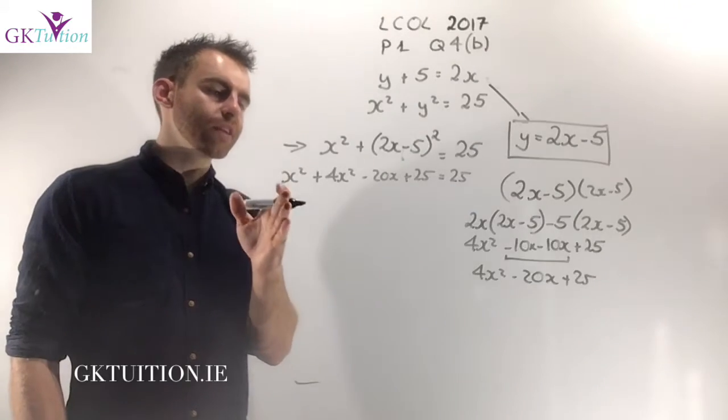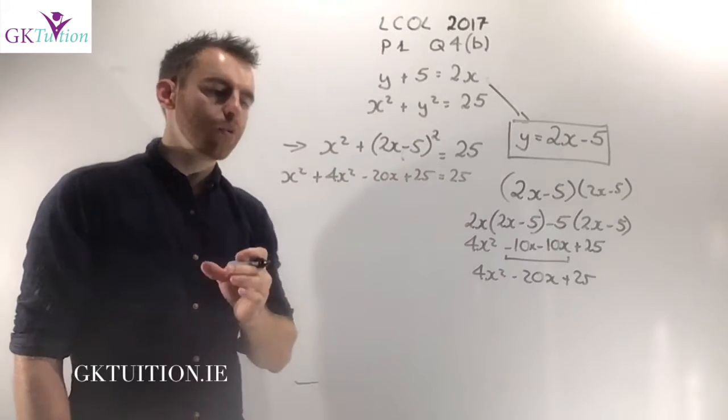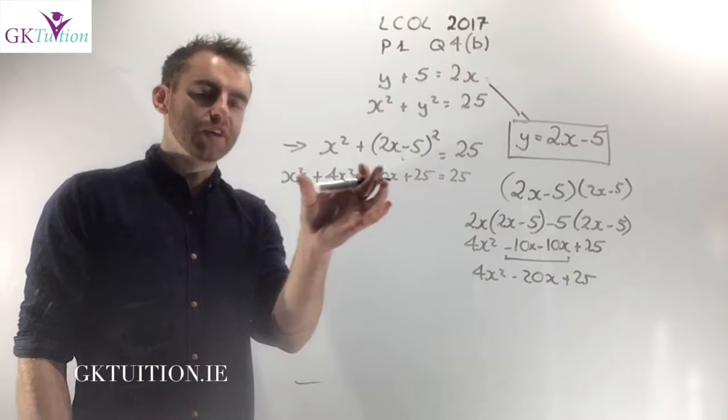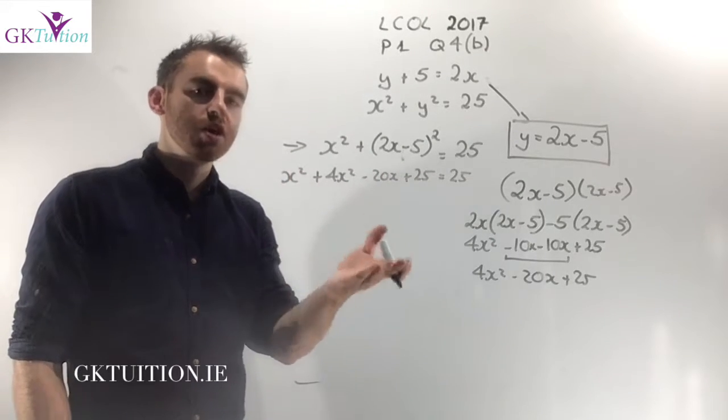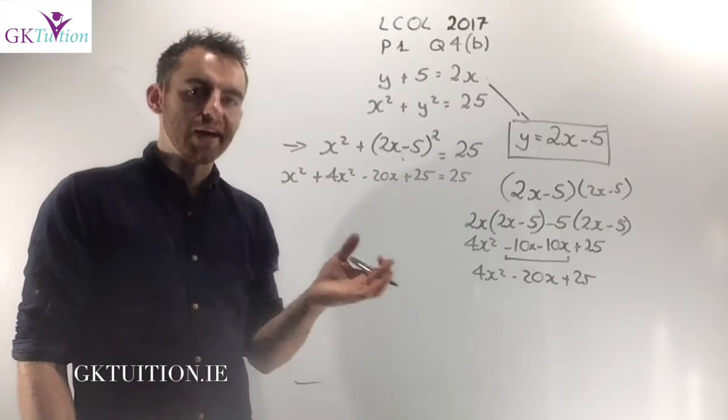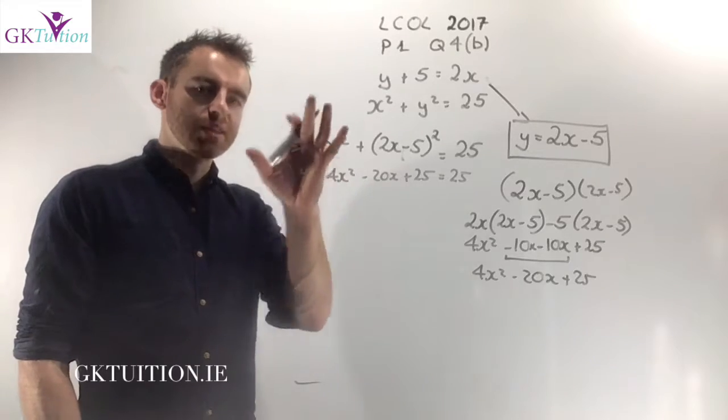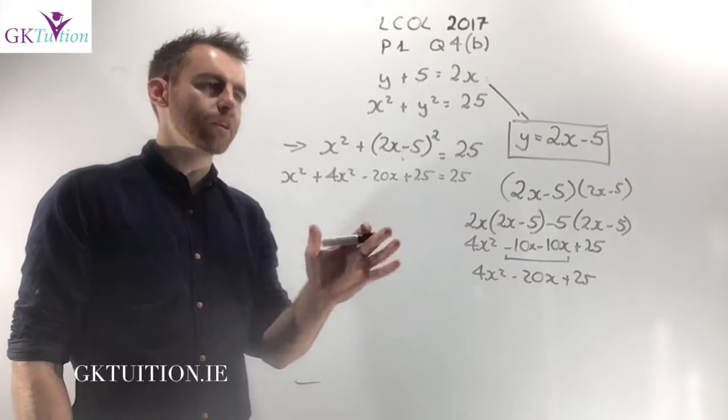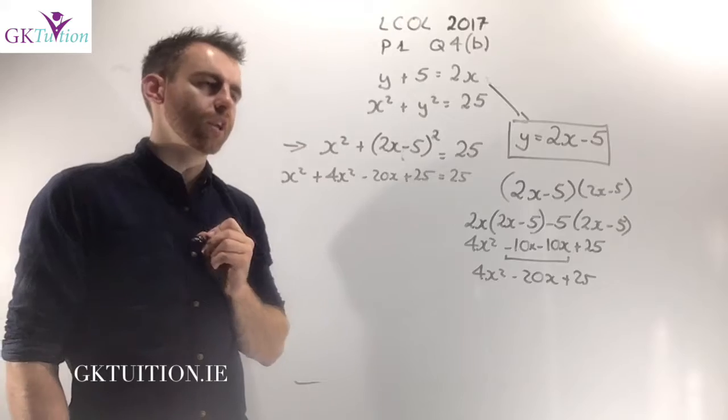Now we can take it from here. We have an x squared, we have an x, and we have a number, which means that we can just solve this. It looks like a quadratic equation, so we're going to bring everything to one side and factorize it. So I'm going to do this now on the next board. I'm going to wipe this off and do it on the next board. I want you to just make sure you're clear on it.